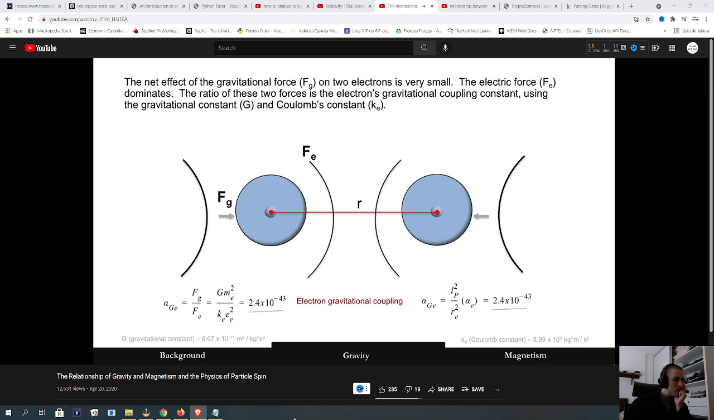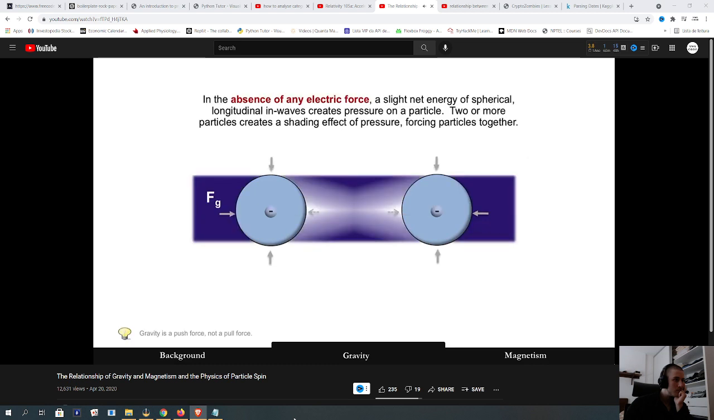These forces are a result of that ratio. So gravity pales by comparison to the electric force. But let's just say that electric force is neutralized. Right? So in the absence of any electric force, what would happen? If there's a slight net energy of spherical longitudinal end waves, that creates pressure on a particle.